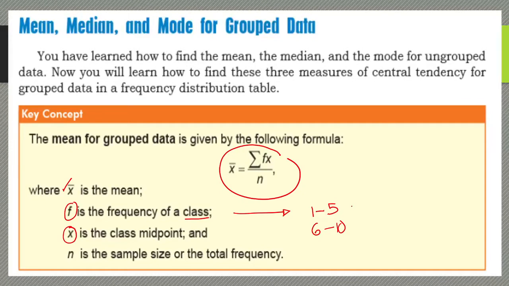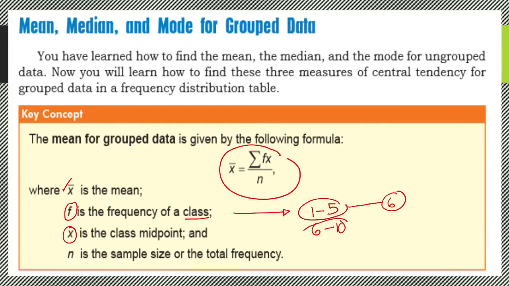Okay? So, how many had a score of 1 to 5? For example, we have 6. So, this is the frequency of this class. We don't know exactly what score that is, is it 1, 2, 3, 4, or 5? The only thing you're given is there are students who got a score of 1 to 5.